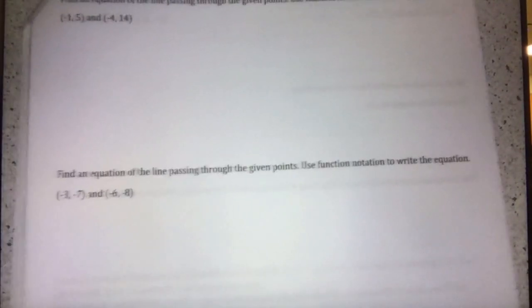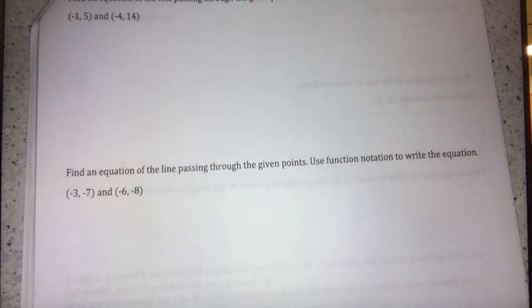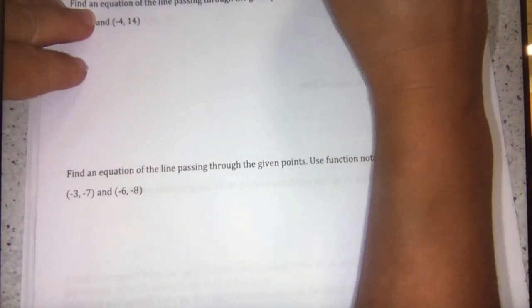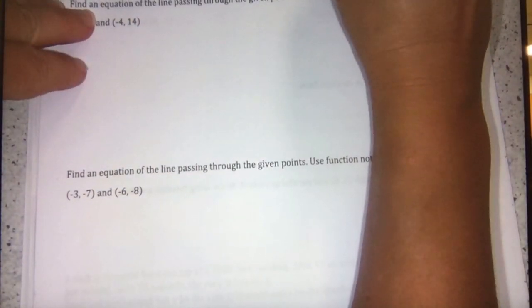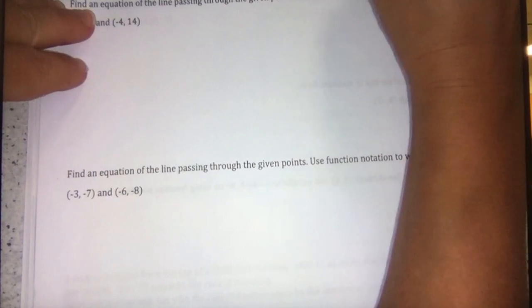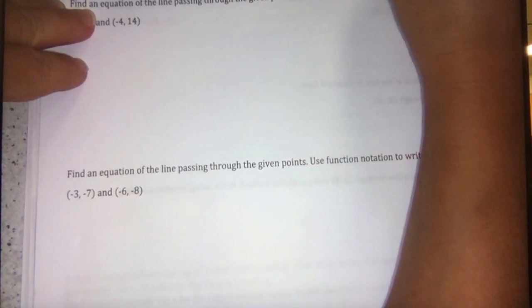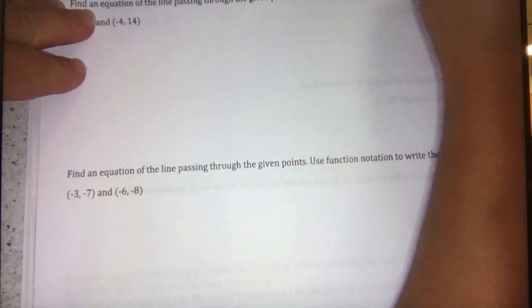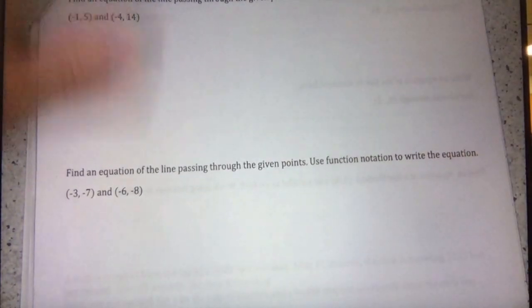Now it asks us to write the equation of the line passing through the given points using function notation. We've seen function notation a little bit ago, and that was with f of x. So function notation just says to use f of x instead of y, because they want to be fancy.